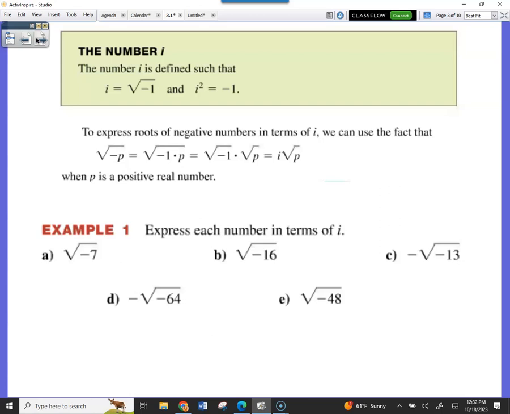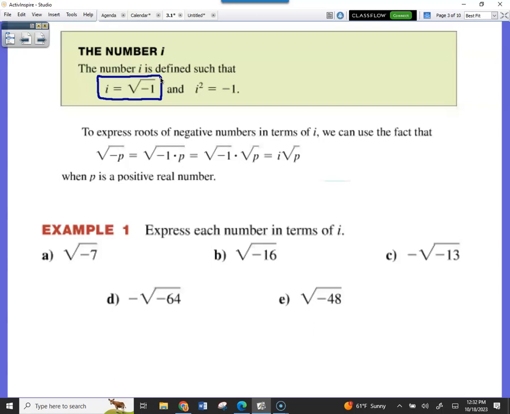Some mathematician somewhere down the road said, hey, that's not enough. We need to be able to work with these numbers, even if they're imaginary. Enter i. i stands for the value, the square root of negative 1. This is from Algebra 2. You need to have that memorized. i is the square root of negative 1.